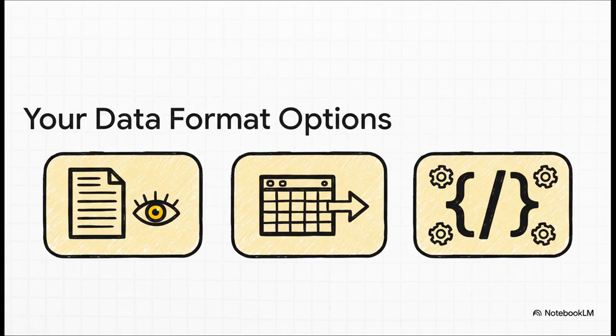And when we talk about data, we've got specific tools for specific jobs. You can ask for a Markdown table if you want something that's just easy on the eyes. If you know you're headed straight for a spreadsheet like Excel or Google Sheets, you want CSV. And for anything related to coding or automation, JSON is going to be your absolute best friend.